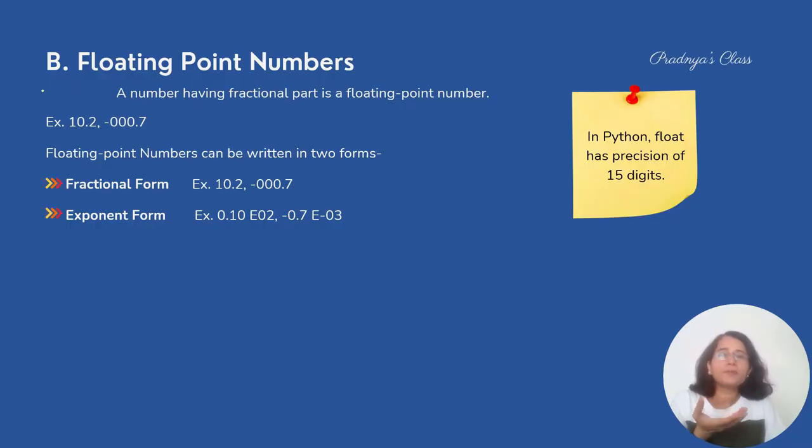The second type of number is floating point number. We have already studied these floating point numbers in the chapter Python Fundamentals. It is a number with a fractional part, or we can say with a decimal point. We know that floating point numbers can be represented in 2 forms. The first is fractional form, and there is one more form called exponent form, which consists of 2 parts: one is mantissa and one is exponent. This we have studied in detail. We can note down one more thing about floating point numbers, that they provide precision of 15 digits, meaning after the decimal we can get 15 digits of precision in Python.